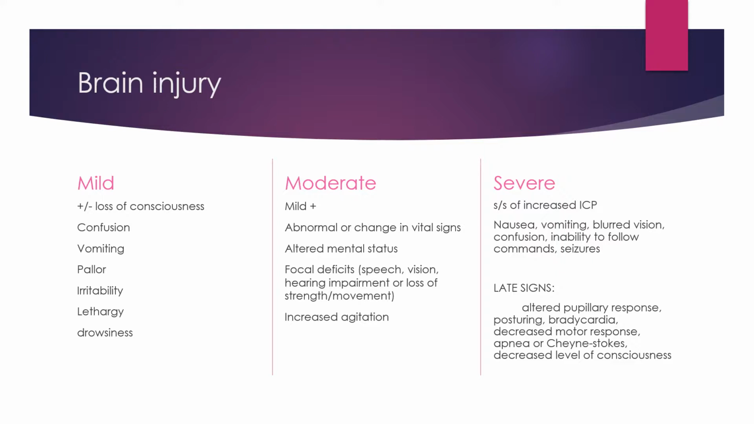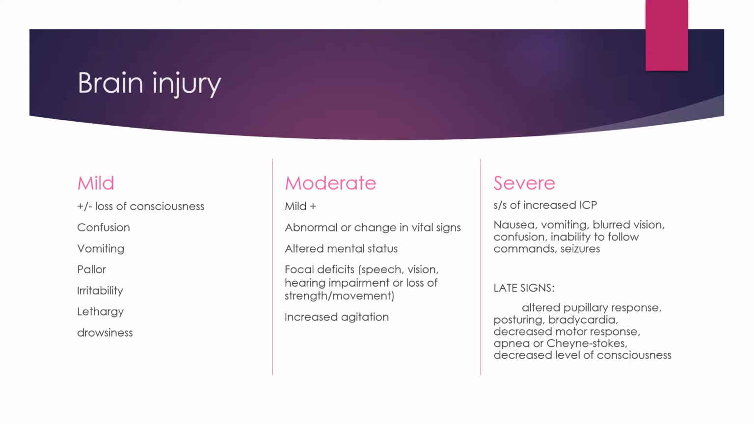And then signs of severe brain injury, you've got all of the signs and symptoms of increased intracranial pressure. And so nausea, vomiting, blurred vision, confusion, an inability to follow commands. So if you're directing the child to raise your right hand or do something and they're not understanding you, that's a sign of a more severe brain injury. And then seizures, of course. And late signs then would be kind of a collapse in all systems, altered pupillary response, posturing.